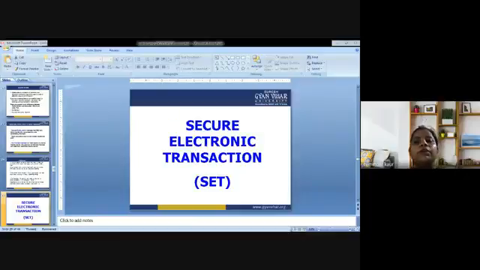SET was not itself a payment system. Now what is a payment system? It is any system that is used to settle financial transactions through the transfer of monetary value, but rather SET is a set of security protocols and formats that enable users to employ the existing card payment infrastructure on an open network in a secure fashion.